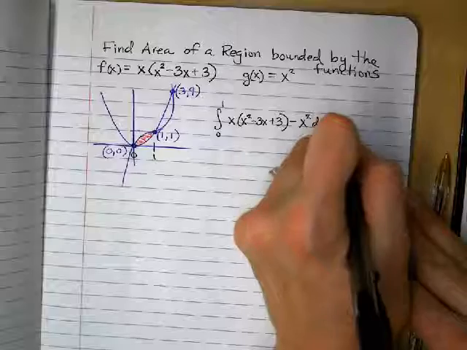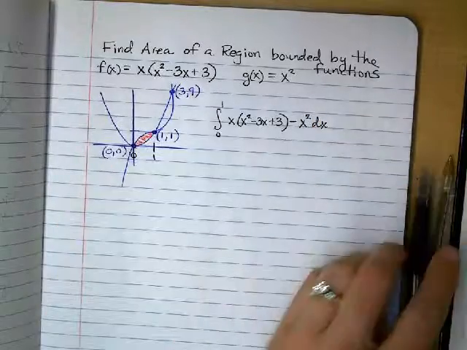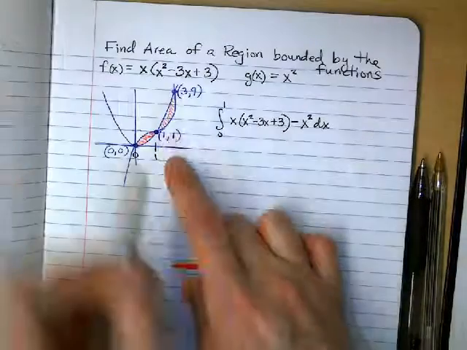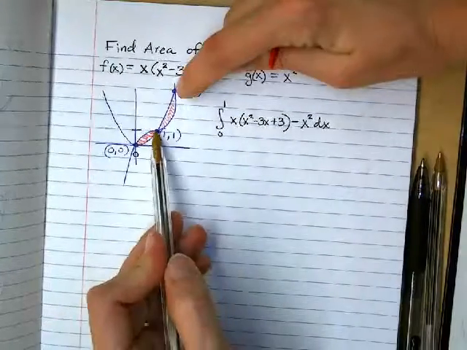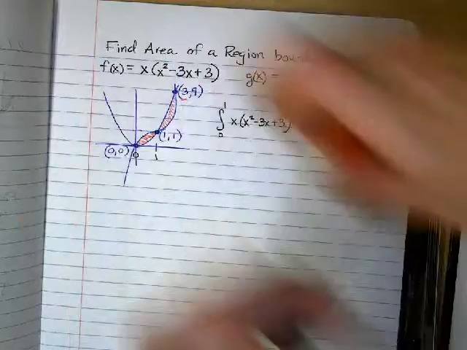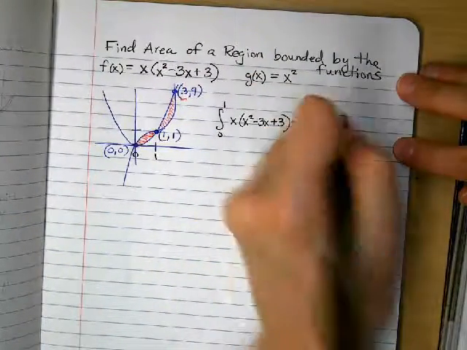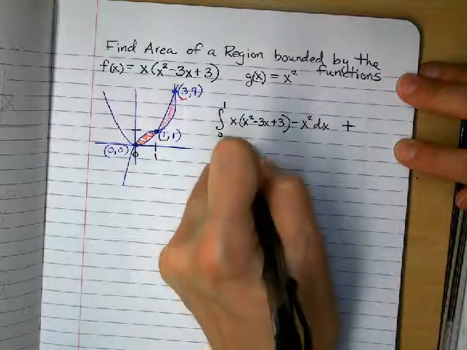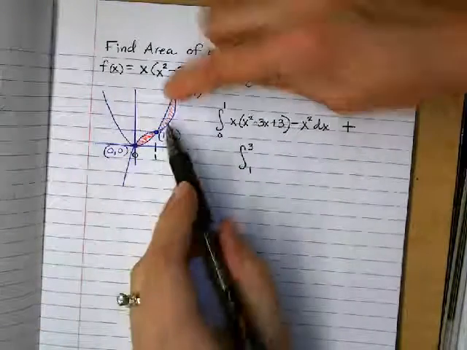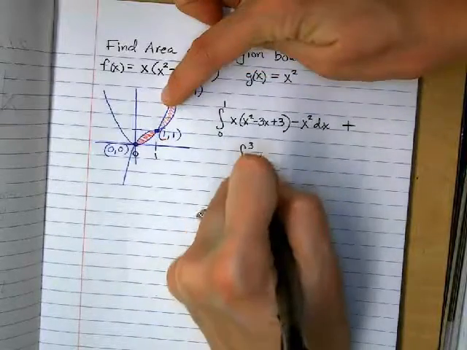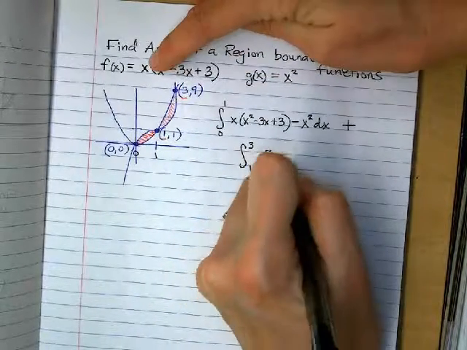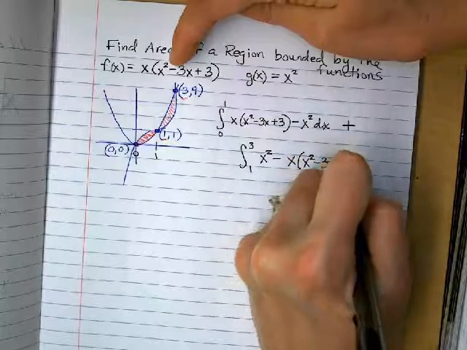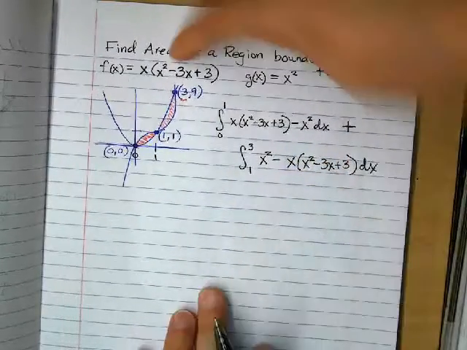But then there's another piece to this. Then I need to keep integrating. I need to find the answer over here too. I need to find these areas. So what does this go from? From 1 to 3. So I need another integral from 1 to 3. I'll just put plus another integral from 1 to 3. But this time the curve that's on top is the x squared curve minus the other one. So you have to be careful and make sure you write these correctly. So I'm going to have to do 2 integrals to get this answer and then add up my answers.